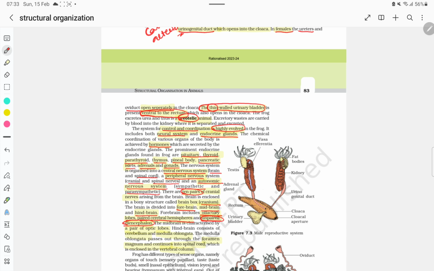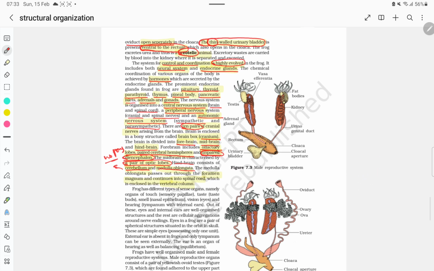The midbrain is characterized by a pair of optic lobes. Paired optic lobes are present. Hindbrain consists of cerebellum and medulla oblongata, no pons. Remember this. And this medulla oblongata passes through a very important thing, the foramen magnum, and continues into the spinal cord, which is enclosed in the vertebral column.